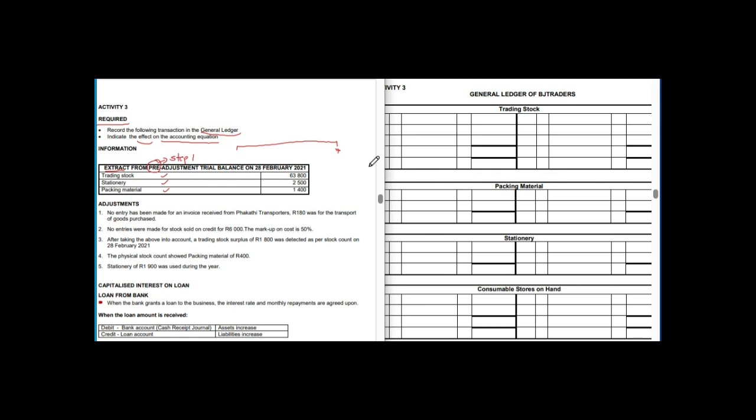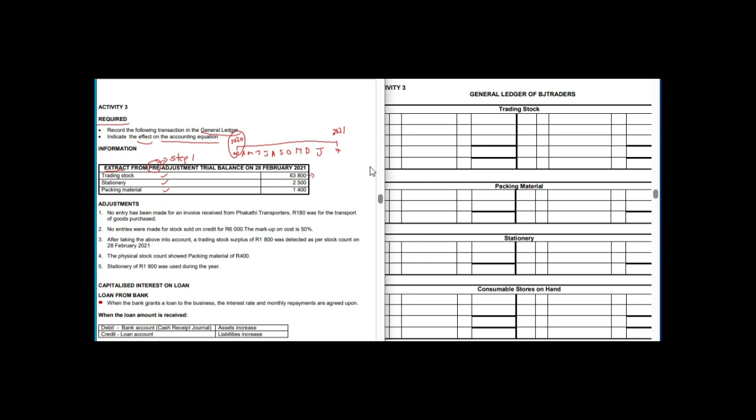February, meaning it started when? March, and then it's March, April, May, June, July, August, September, October, November, December, as well as January. And then our financial year ended when? February 2021, meaning it started when? March 2020. And then at the beginning of our financial year, which is March, we have opening balances for trading stock, stationery, and packing material.